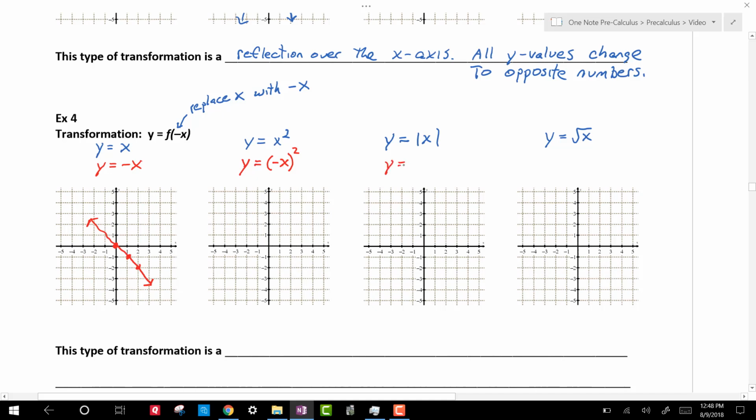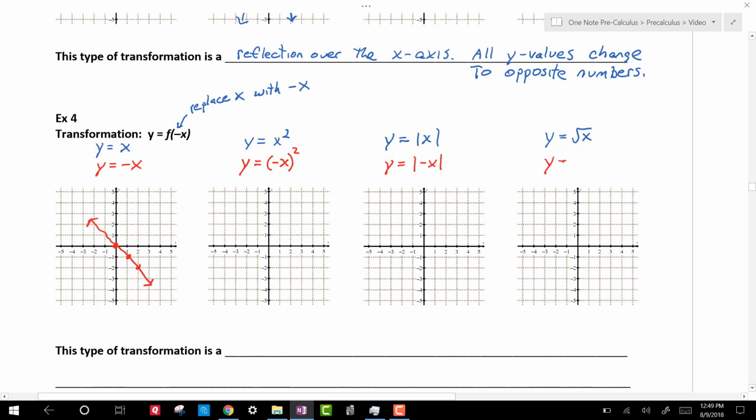Y equals the absolute value of negative x. All right? Think about that one for just a second before we go on. What happens when you take the absolute value of anything, positive or negative? It always comes out to be what? Positive. So no matter what I plug in for x here, it's still going to be positive. Whether it's 1 or -1 or whatever, it's still going to be positive. Think about what that's going to look like.